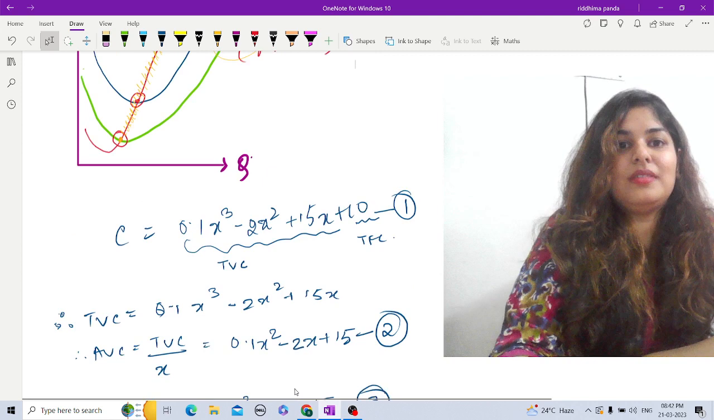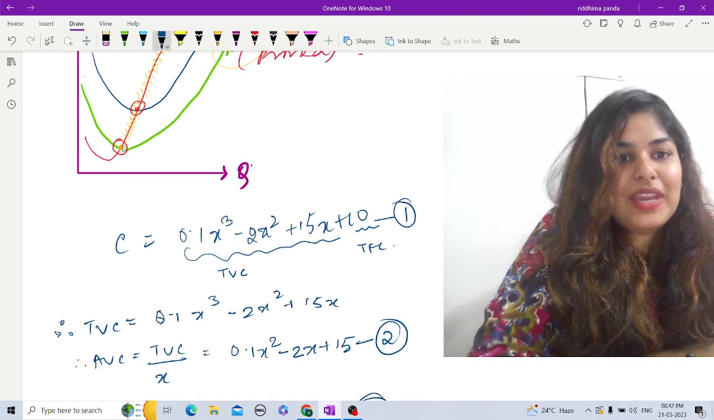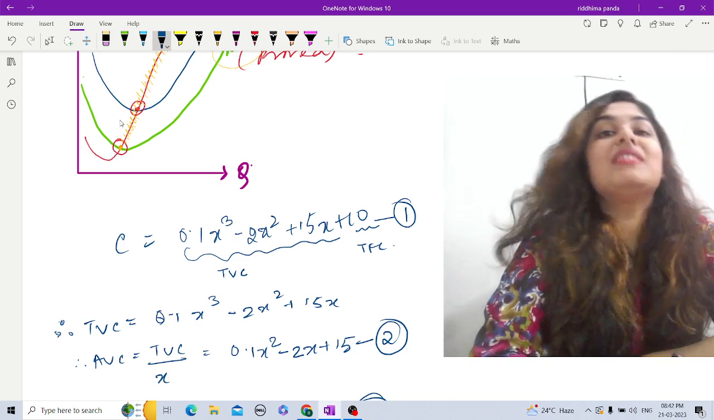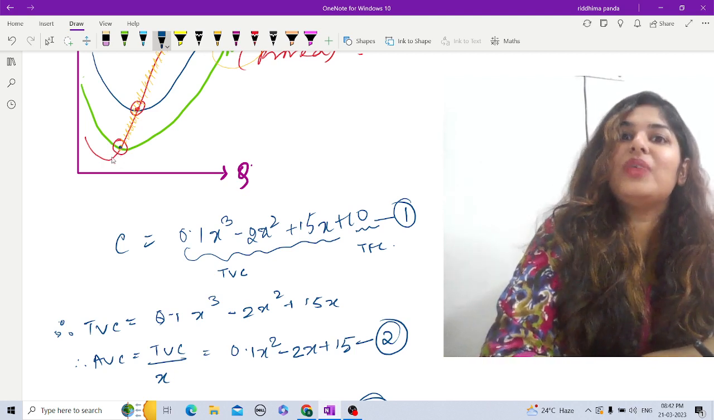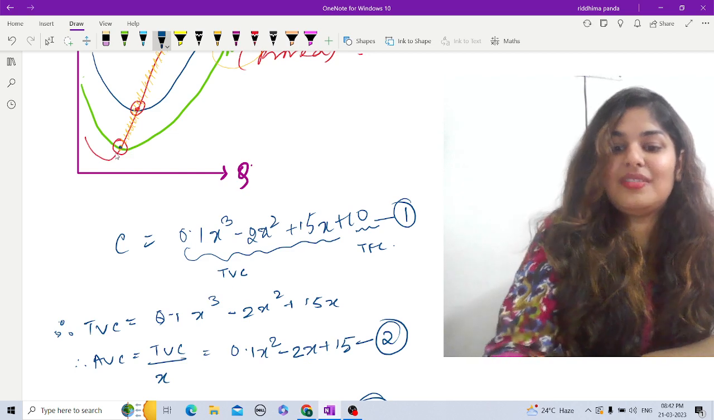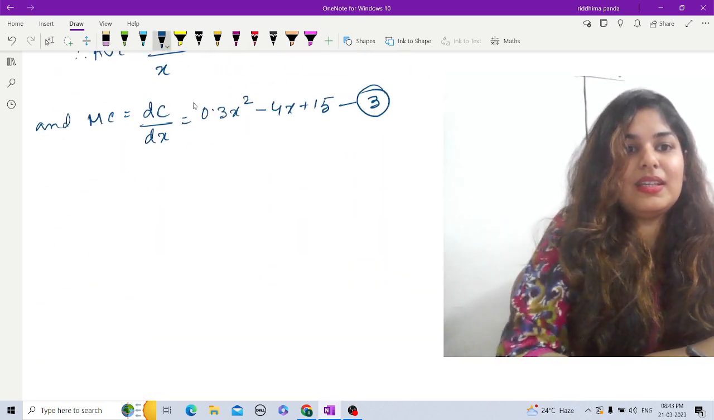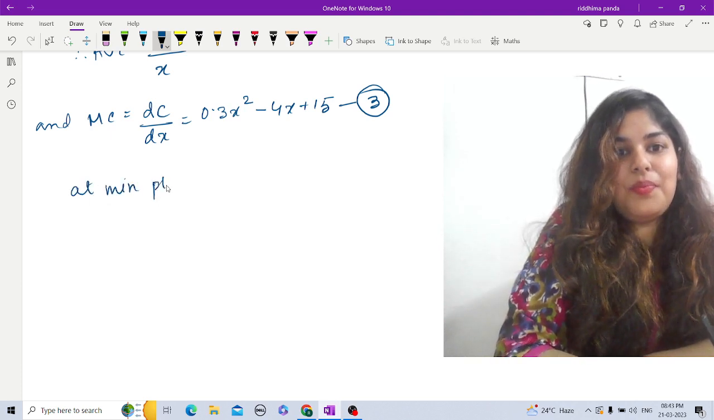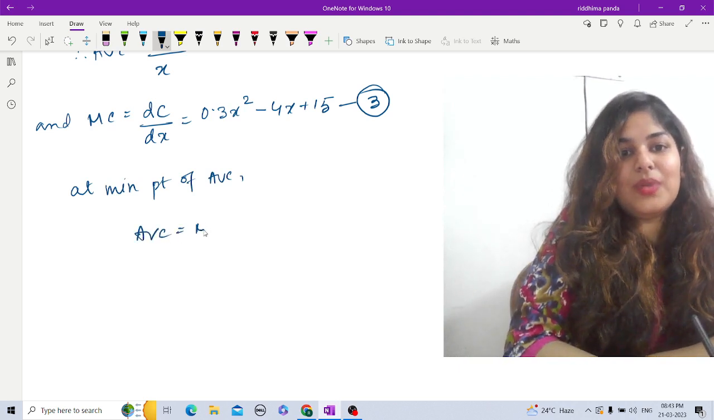Now, what is the next step? Let's again refer to the diagram. We know that at the minimum point of AVC, that is the shutdown point, the firm will supply nothing below this point of price. So that means at this point MC is equal to AVC. So I can use this condition. So let's write: at the minimum point of AVC, AVC is equal to MC.